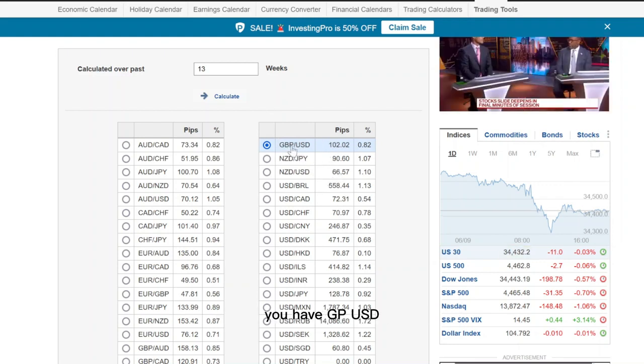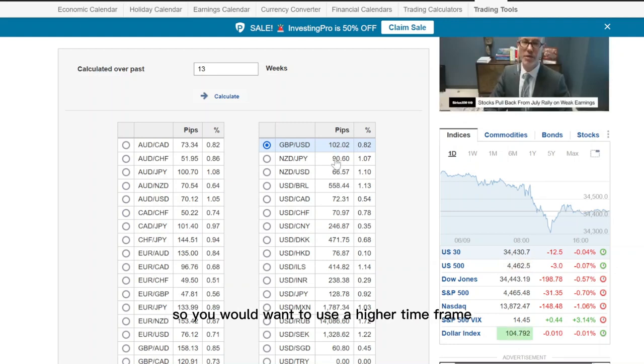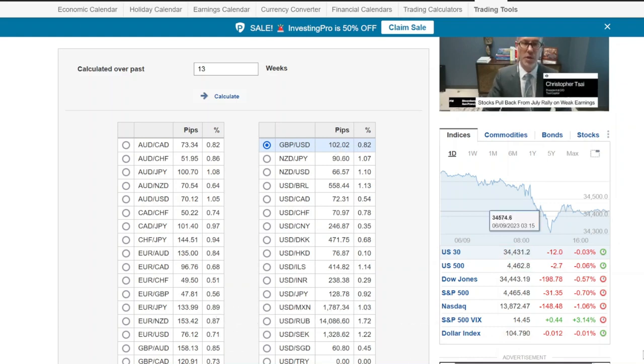So in this instance, you have GBP USD. It moves 102 points per day for the last 13 weeks. And then you have smaller pairs like Euro GBP, where it only moves 47 points. So the higher the amount of points it moves per day, the higher the volume. So you would want to use a higher time frame. Your higher time frame, as far as your macro, micro, and your entry, would be a bit higher. And let me show you an example.